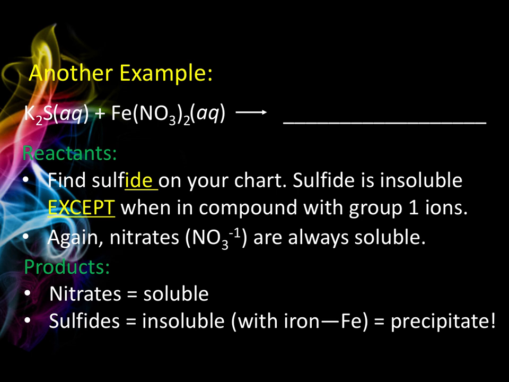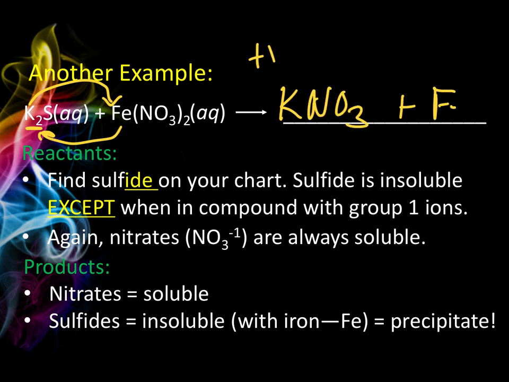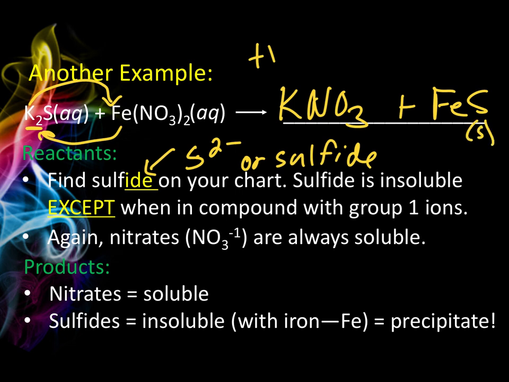All right, another example right here is potassium sulfide as well as iron nitrate. When I look at these two, I'm going to go ahead and write in what I'm going to make. So this is going to come over here. I have K, and that's going to go where the Fe is, and the NO3, the Fe is going to go where the K is. K is plus one, as we know. Oh, it's a shocker, potassium nitrate yet again. And over here, we're going to have FeS. Now we look up on our chart and find sulfide, S2 minus, or the word sulfide. We find out that they are insoluble. So now this is the solid. We know that this is aqueous. All alkali metals and nitrates are soluble. Nitrates are always soluble.